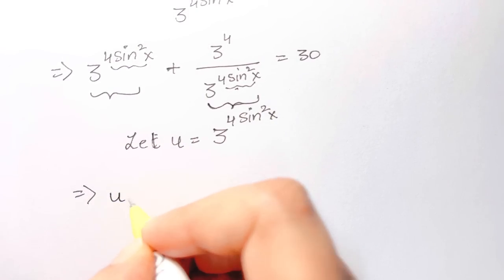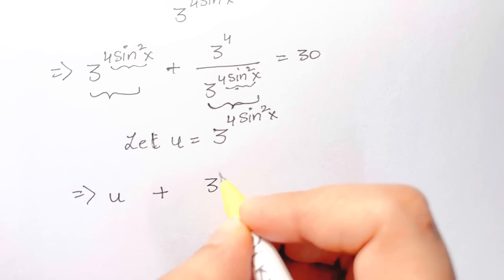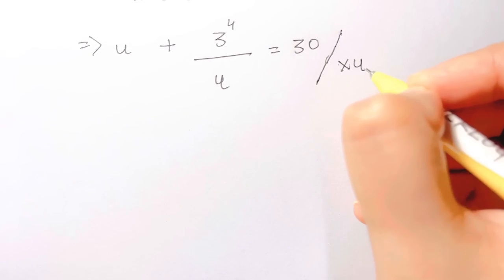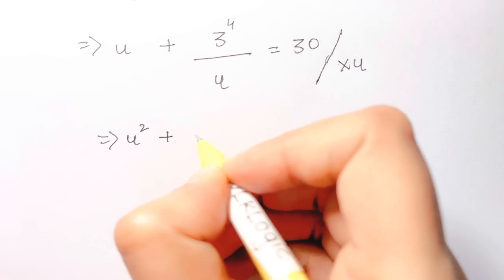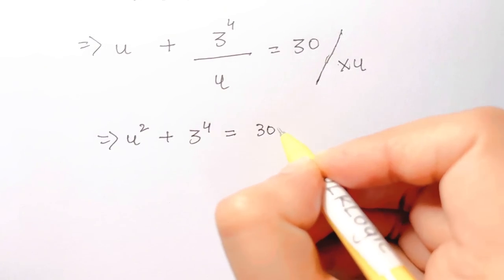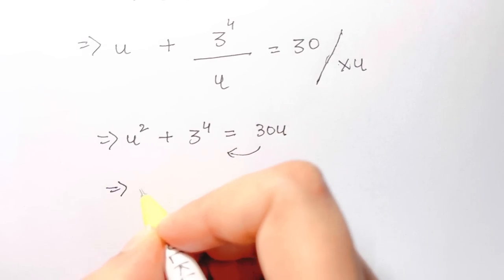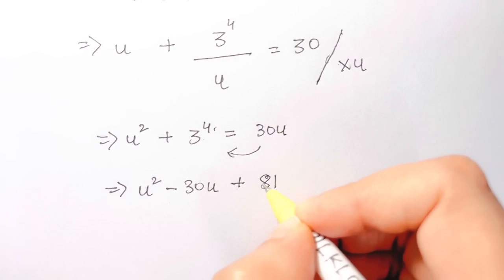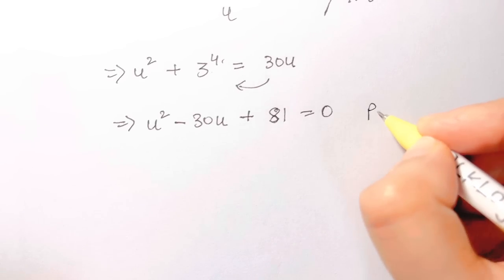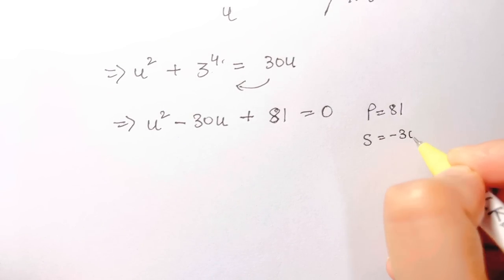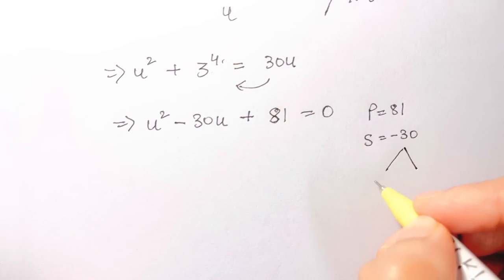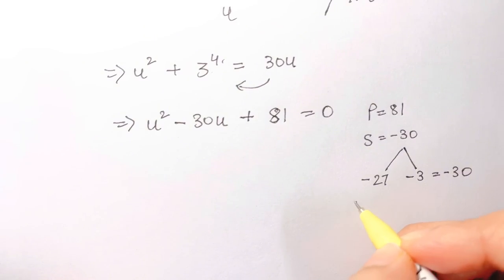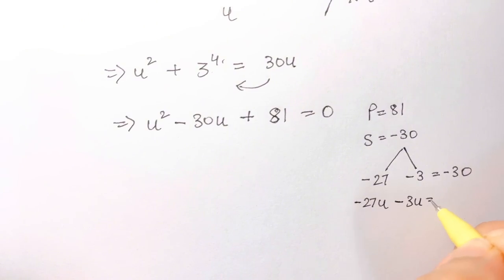So what do we get? u plus 3 to the power of 4 over u is equal to 30. Let's multiply both sides by u. So we get u square plus 3 to the power of 4 is equal to 30u. Bring 30u this side. We will have u square minus 30u plus 81 is equal to 0. The product should be 81 and the sum should be negative 30. So what are the factors for that? We can have negative 27 and negative 3, which gives us negative 30. So we can use negative 27u and negative 3u, which will give us negative 30u.